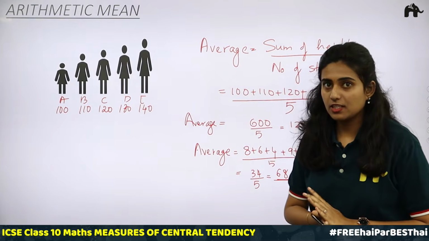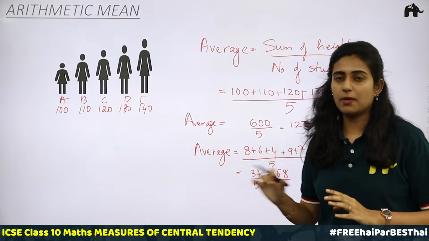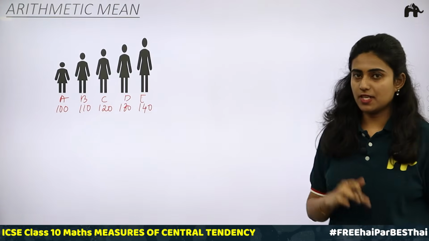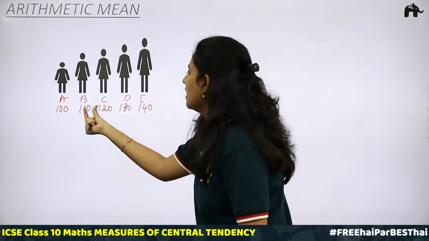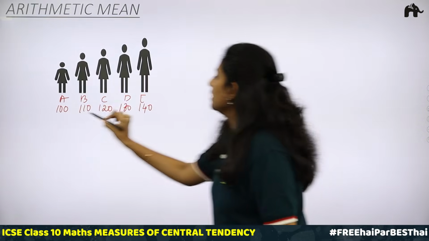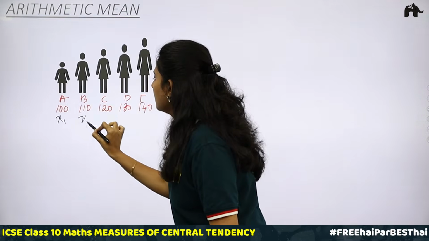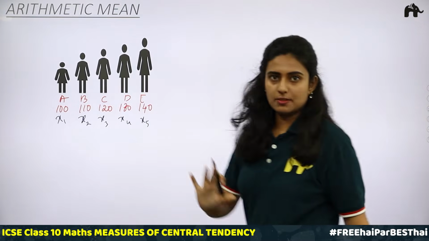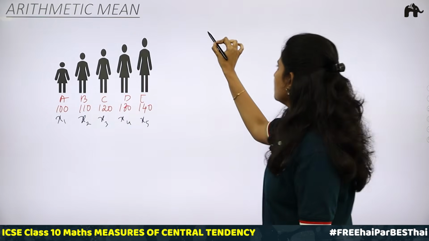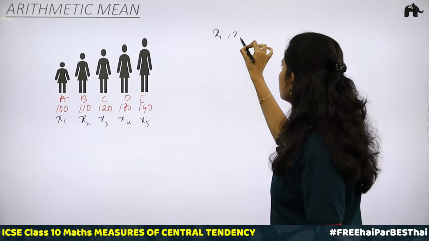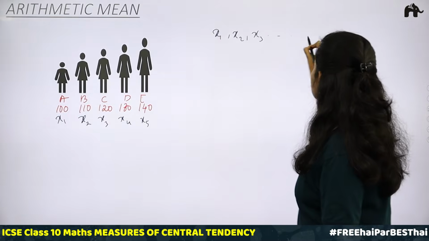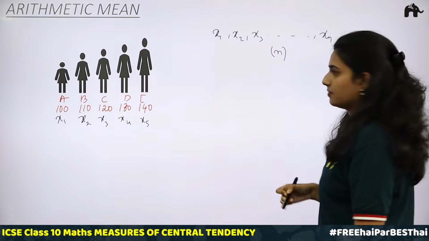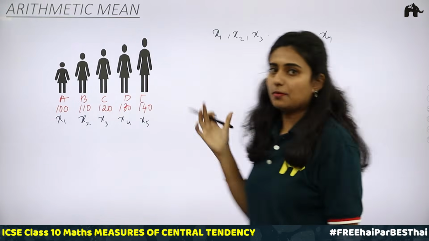How to calculate arithmetic mean? Take the sum of values divided by total number. Okay. We have a formula to find arithmetic mean. Let us take the values just as x1, x2, x3, x4, x5. We don't know how many numbers. This is just a generalization. Okay. So if you have x1, x2, x3, etc. up to xn. Okay. There are n values.